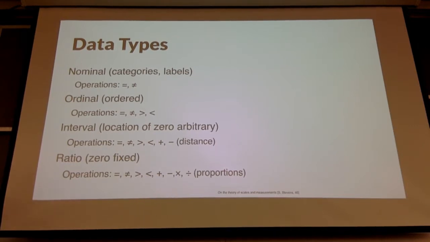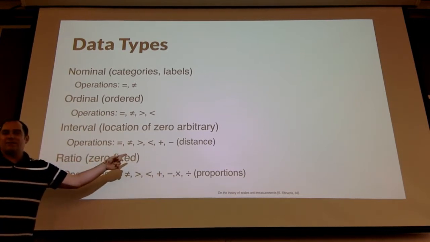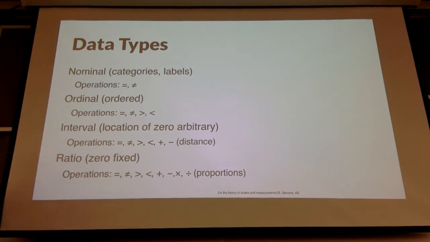Then we have ordinal data types where we have order operations, so we can make expressions about equality and also greater than or smaller than. Then we have interval data where a location of 0 is arbitrary. Here we can do equality, larger or smaller than, and we can express distance. So we can say that there is a difference between them.